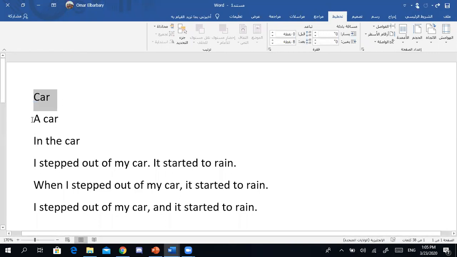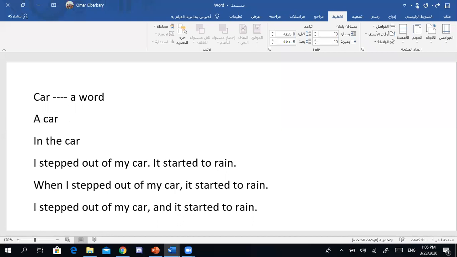How about a car? Yes. What is it? Is it a word? Again, I'm talking about a car. Phrase. So a car, you said, is a word, right? What type of word? It's a word, right? And how about a car? Phrase. A phrase. Very good.